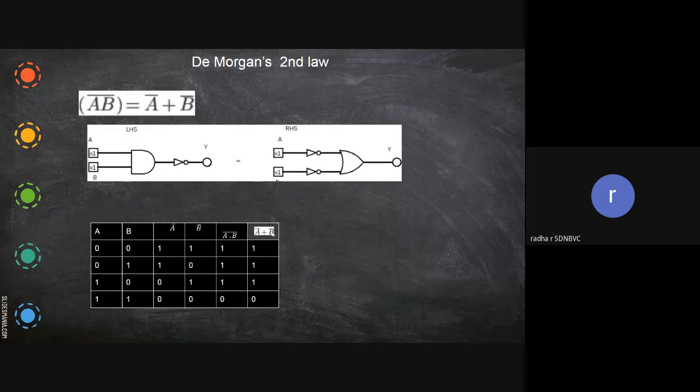Then A bar plus B bar. So what is it? This plus this, directly. So 1, 1, 1 and 0. Now you check left hand side equal to right hand side. Hence we have proved De Morgan's second law is also proved.